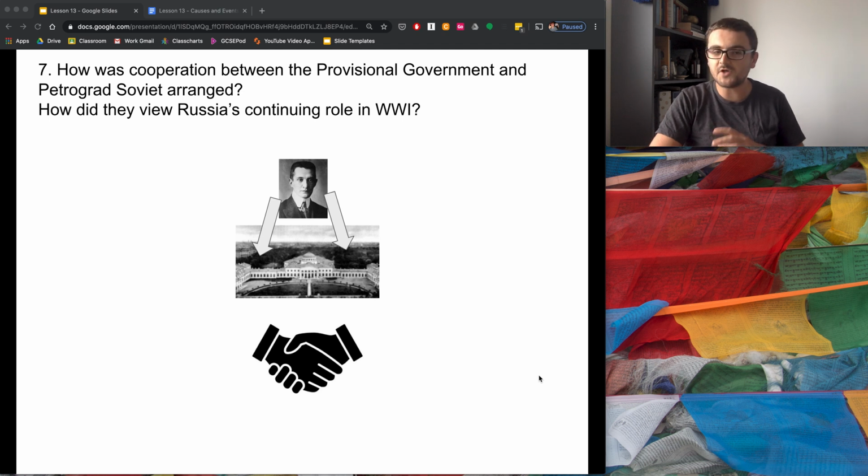Now, this agreement was always going to be incredibly delicate. It was never going to be a strong agreement. The Provisional Government represented much of the old Tsarist system. It was made up of the aristocrats who wanted a constitutional monarchy, whereas the Petrograd Soviet wanted to represent the interests of those who were less well off in Russia.